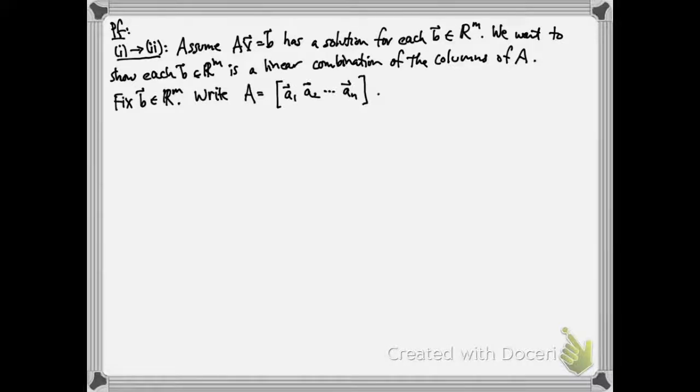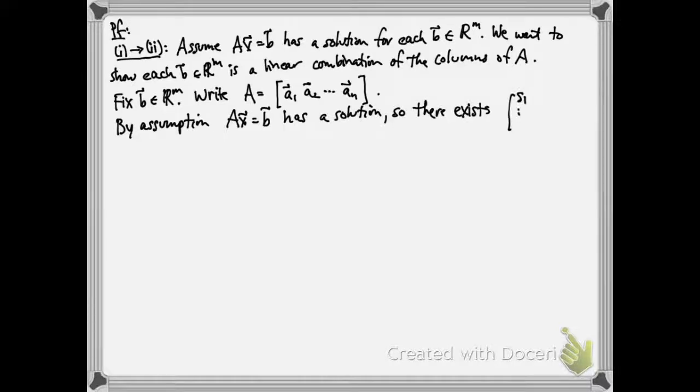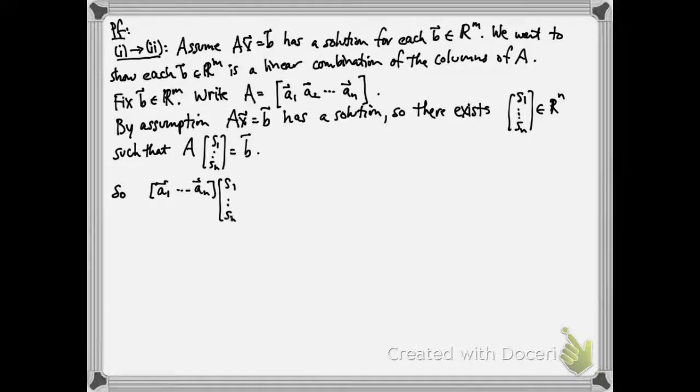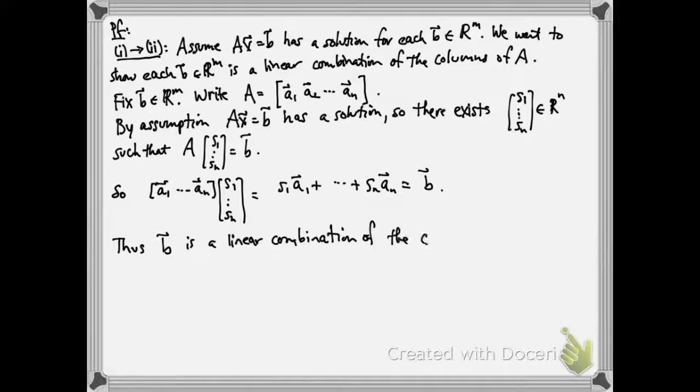Now, we're going to express the columns of A as A1, A2, all the way up to An. And so by assumption, Ax equals b has a solution. So there exists an n-tuple, s1 up to sn, such that A times the vector (s1, ..., sn) is equal to the vector b. By definition of matrix vector product, that tells us that s1 times A1 plus s2 times A2 all the way up to sn times An is equal to the vector b, which expresses b as a linear combination of the columns of A.